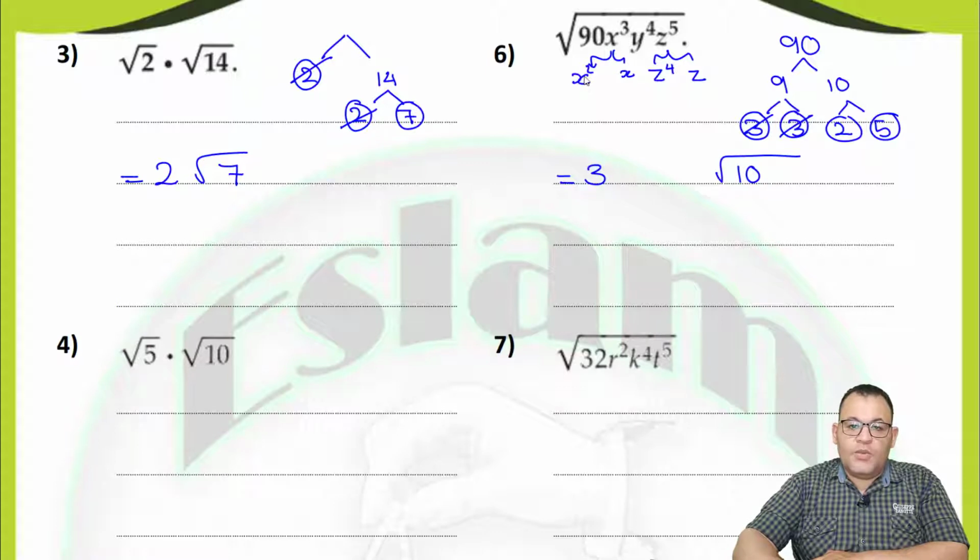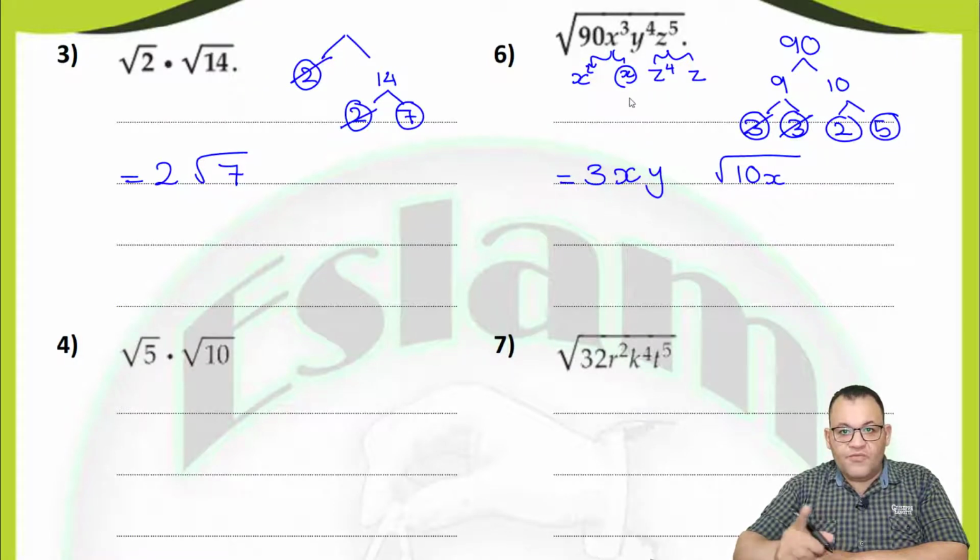x⁴, the square root of x⁴, divide the power by 2, so we just write x². And x is single, just leave it inside. y⁴, just write y², divide the power by 2. The square root divides the power by 2.